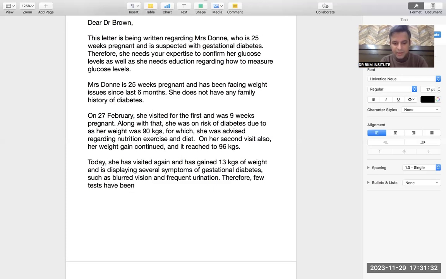Now this is the main grammar. When you are writing in the present tense, you have to convert "she was advised", was plus third form, into "has been" plus third form. But test is plural, so that is why I said few tests have been conducted, reports of which is being enclosed with the letter.